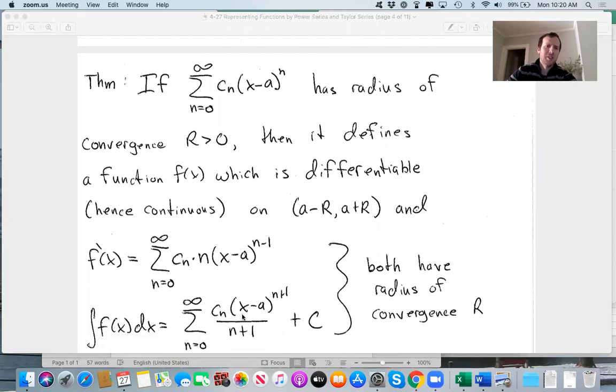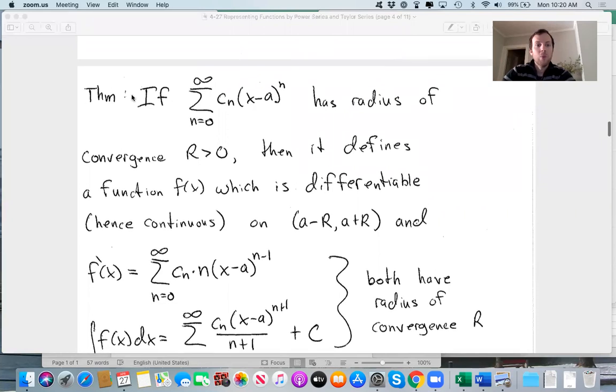Another kind of surprising fact, which we won't use a lot, but is worth putting out there, is that it's surprising that it's true. Part of what this is saying is if you write down a power series and it converges on some interval, either a finite one or everywhere, the thing you write down is differentiable and continuous, so you can integrate it.